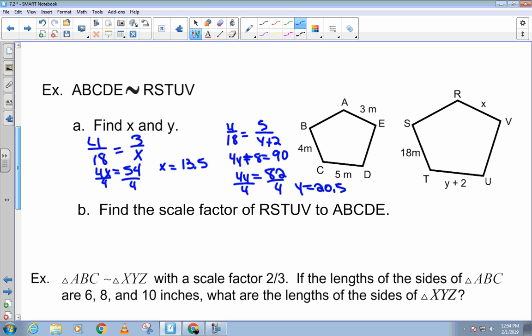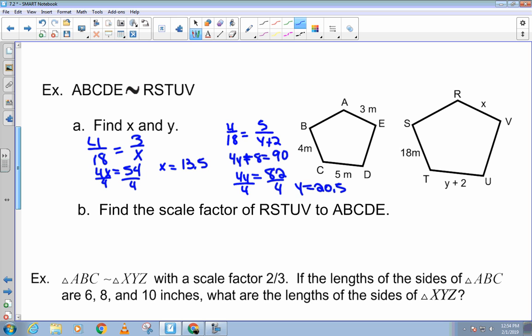Okay, now let me ask you this question. Instead of using 4/18, could I have reduced that to 2/9? I could have, as long as you stay vertical. Don't go across the equal sign. You could reduce that, make your numbers just a little bit smaller. You don't have to, but you can. Okay. Now, this next one said, find the scale factor RSTUV in ABCDE.